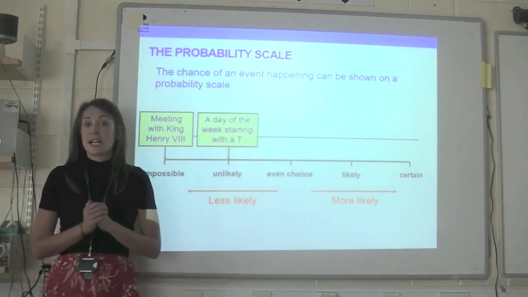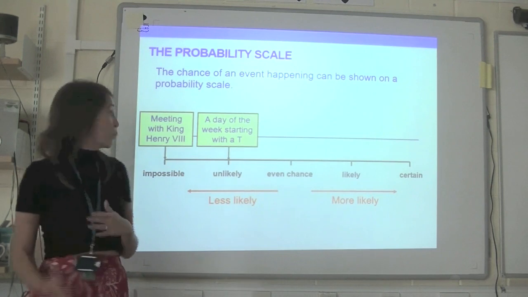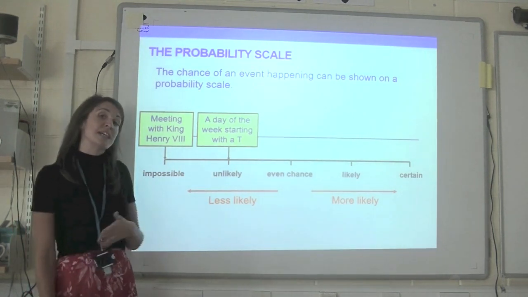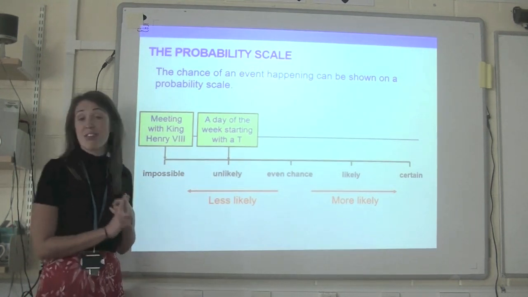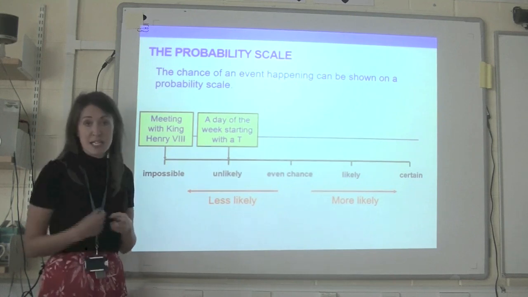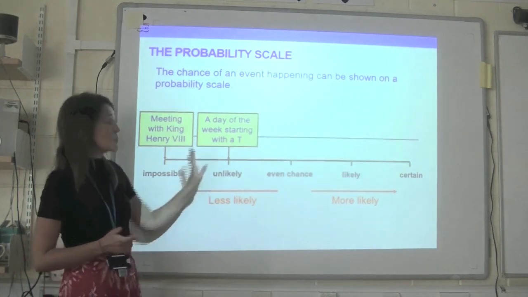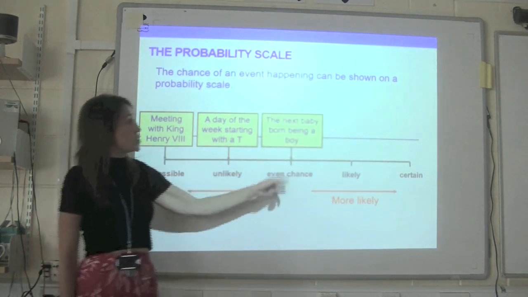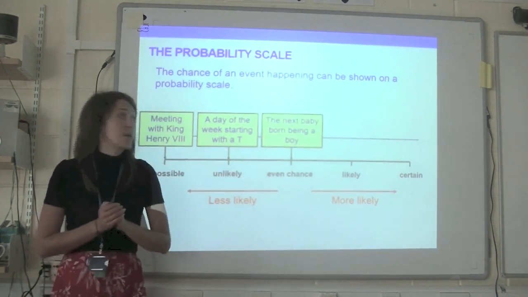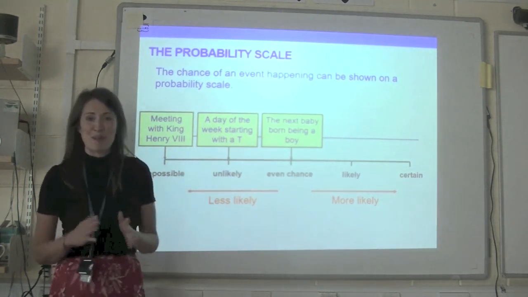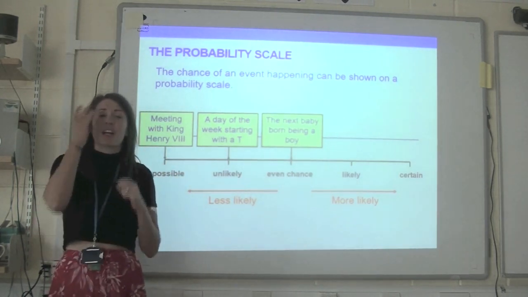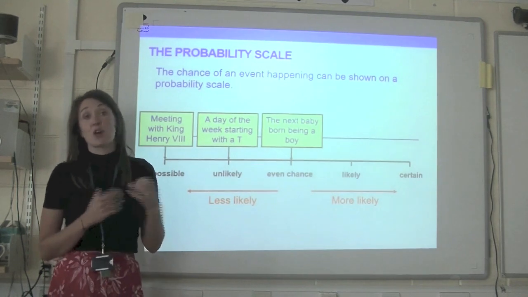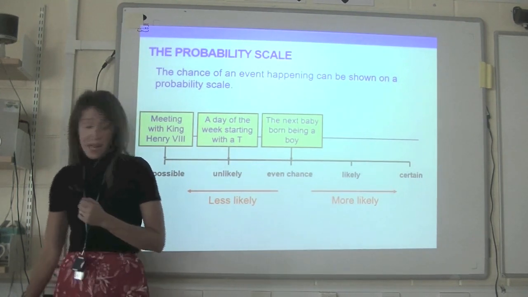Something that is unlikely is you picking a day of the week and it's starting with a T. Because we have Tuesday and Thursday, but those are the only days of the week that start with a letter T, so that's unlikely. An evens chance is the next baby born being a boy, and another classic example with evens chance is flipping a coin and whether you're going to get heads or whether you're going to get tails.